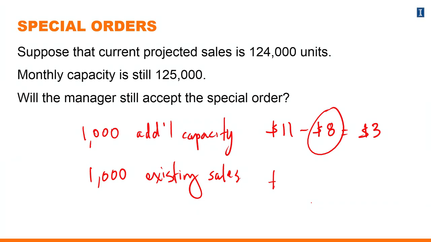That is $20 of our normal selling price minus the $8 it takes to produce. That means that we would need at least $12 from North Star to justify selling the 1,000 existing sales to them instead. So in this case, the manager will likely not accept the special order given the offered price of $11. It doesn't cover enough of the cost that we would incur to remove existing sales and sell to them instead.